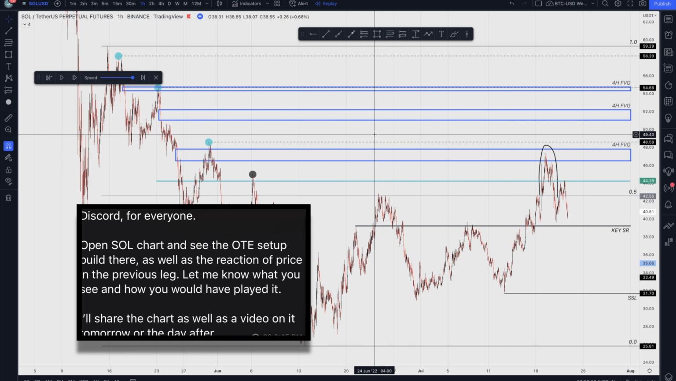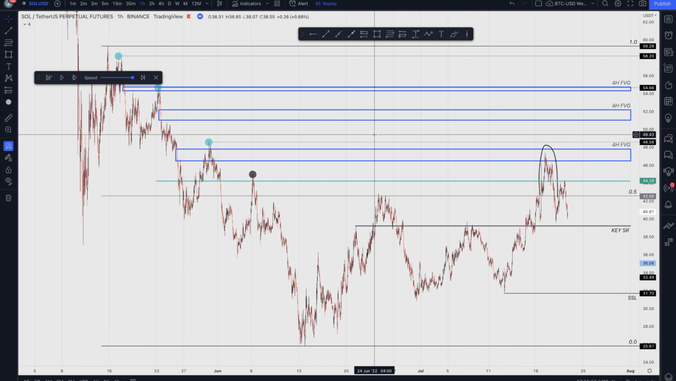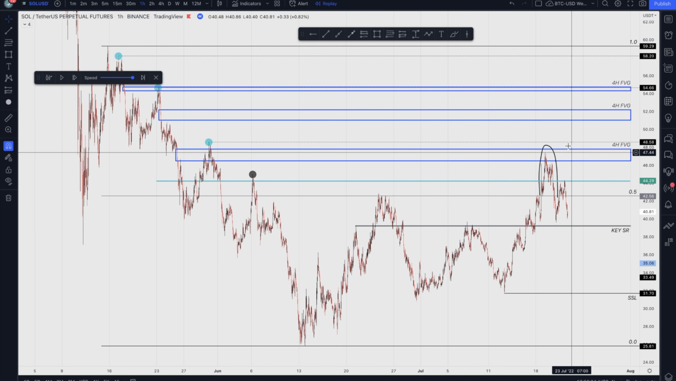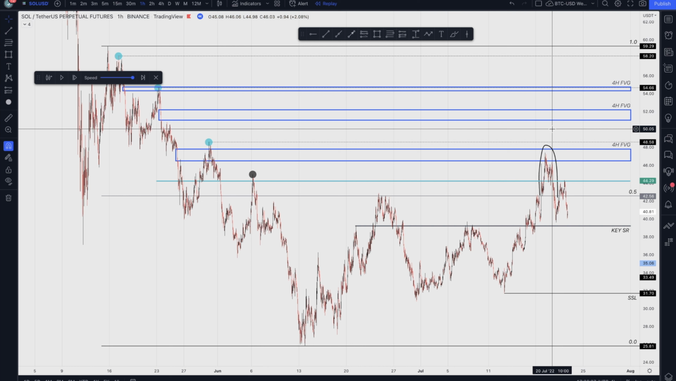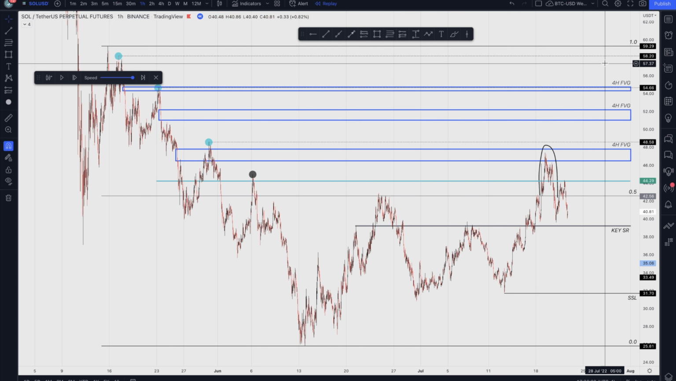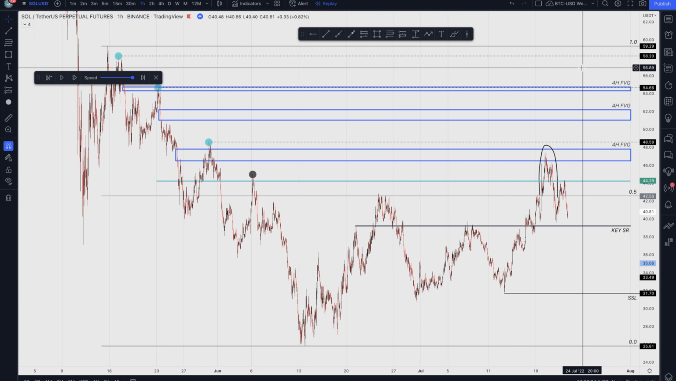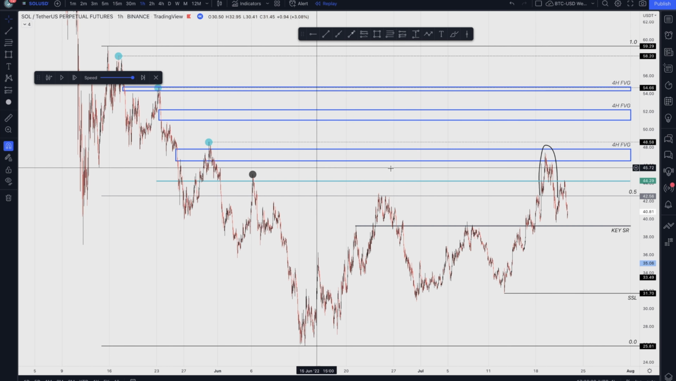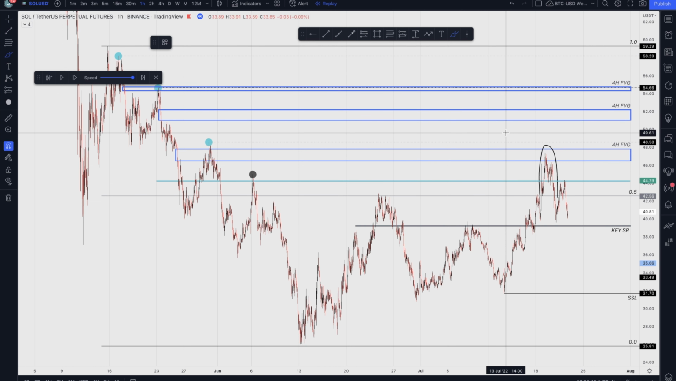And I did say that I'll share the chart as well as a video on it tomorrow or the day after. So yes, we are working on this video right now. If you guys have been active on my Telegram group, or you've been watching my updates on the Telegram channel, you would have seen that I did post this chart sometime back. So I'll just move forward with a brief explanation.